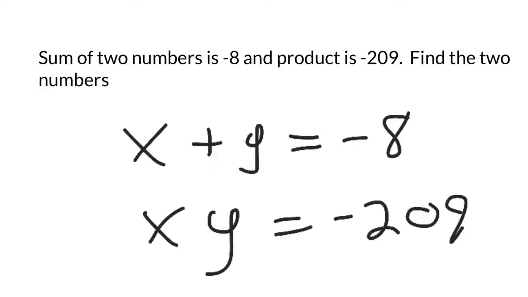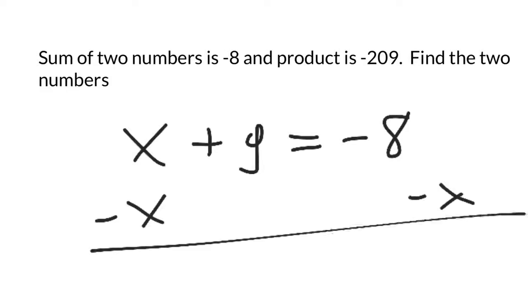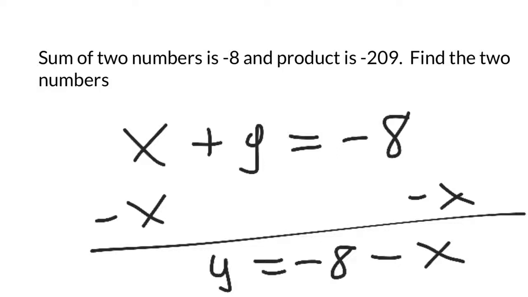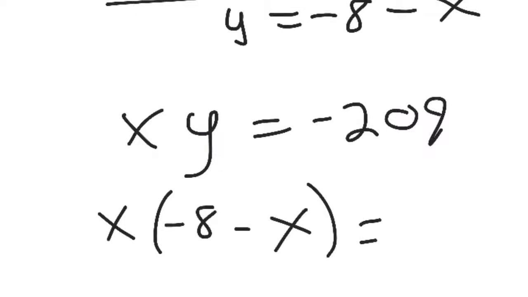So let's start with this top one up here. We can manipulate that a little bit. Why don't we subtract x from both sides? So now we have y equals something. Now you can make a substitution. Right in here, instead of y, I'm going to replace it with the parentheses, -8 minus x. Oops, I misspoke there. That's y, you replace it with -8 minus x.